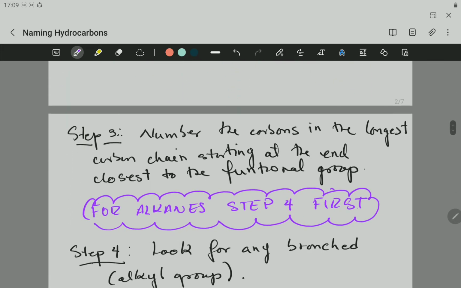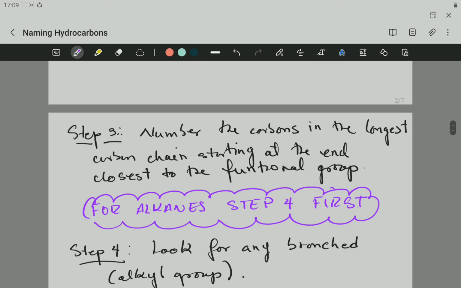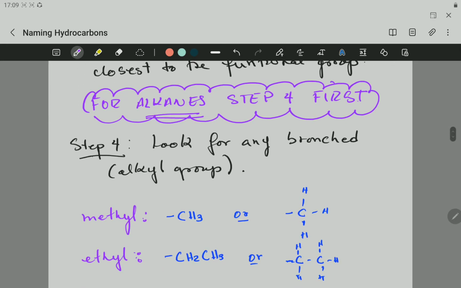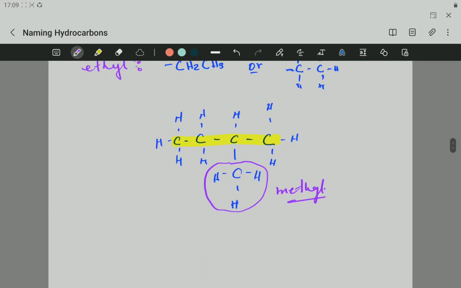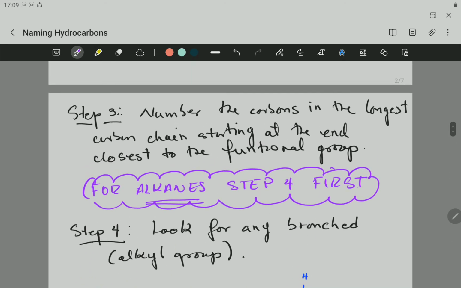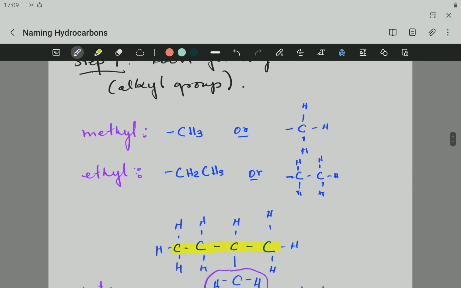Now we're going to step number 3, number the carbon, but because this is an alkane, we're going to go to step 4 first. Look for any branch or alkyl group. Okay, there are the 2 different types of alkyl group we have, which are methyl and ethyl, and we're going to mark it in the chain. So far we know that this is but, we know that this is ane, and we know that we have a methyl somewhere there. Okay, now we are going to step 3. First step 4, then step 3 for alkanes.